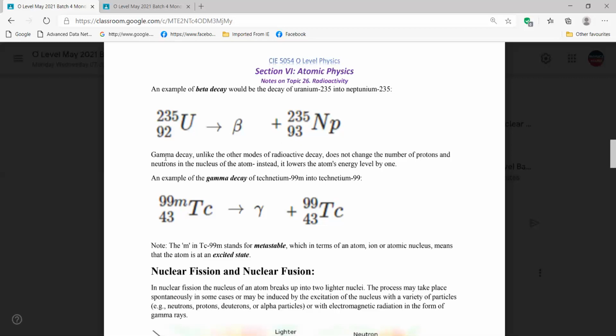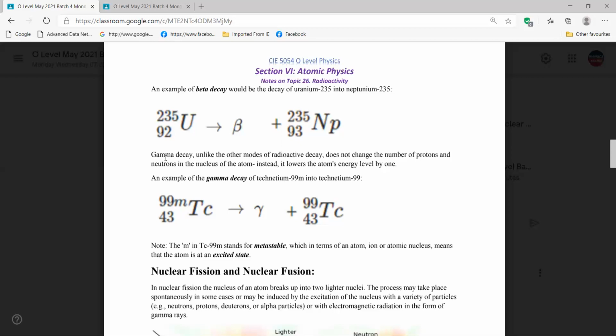There is a note. M in the technetium 99m stands for metastable. So what is metastable? Go on, you will get it. Metastable is a term for an atom, ion or atomic nucleus, meaning that the atom is at an excited state.